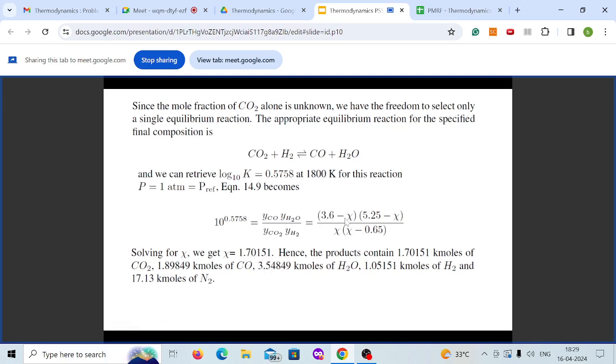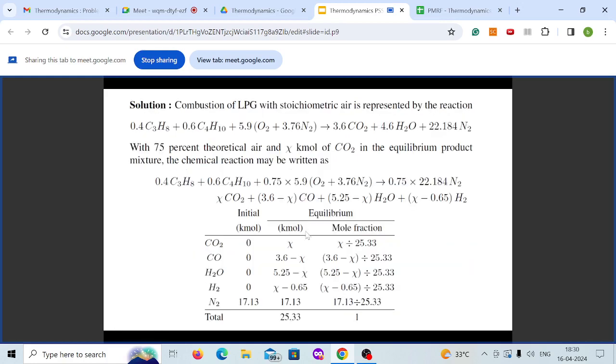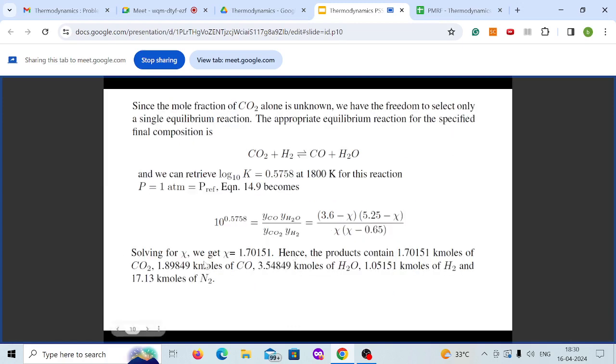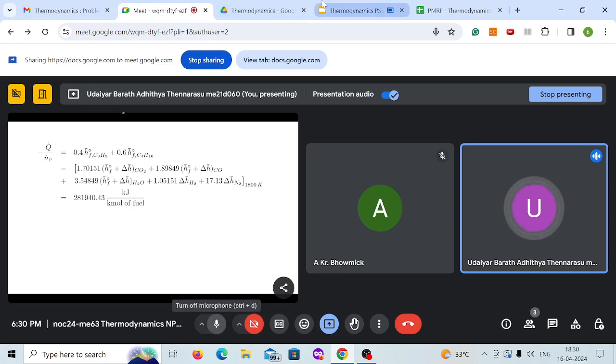So this says that your product contains 1.70151 kilomoles of carbon dioxide, and again substituting in the moles table, we can find each of the component moles. So 1.7015 kilomoles of carbon dioxide, 1.89849 kilomoles of carbon monoxide, 3.54849 kilomoles of water, and 1.05151 kilomoles of hydrogen, and again the same moles of nitrogen, 17.13. So now we have found the composition.